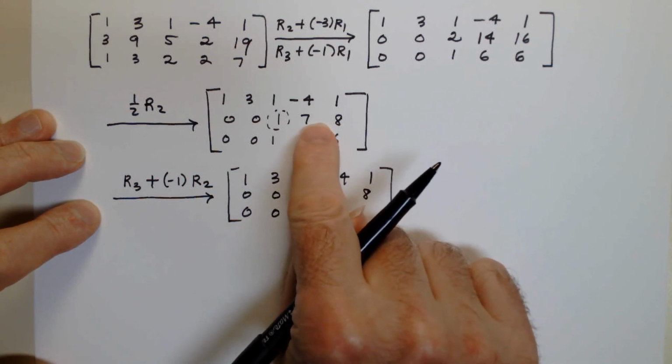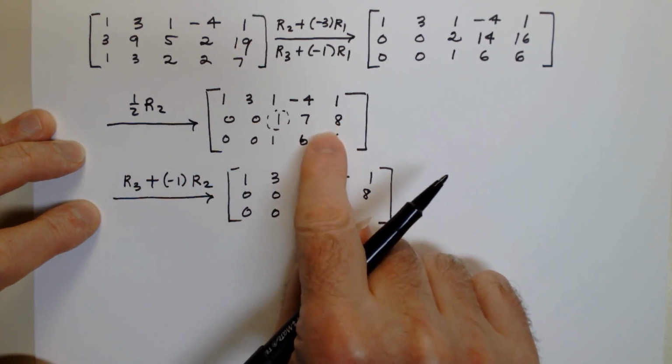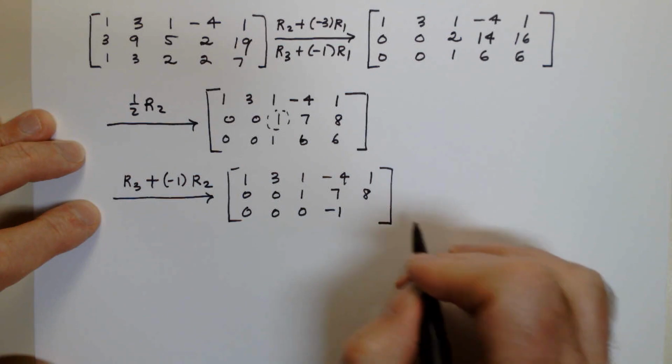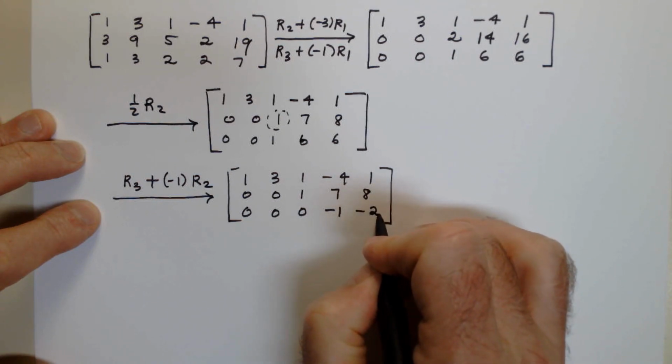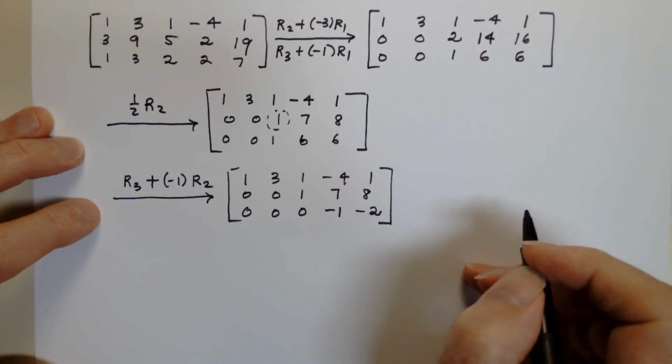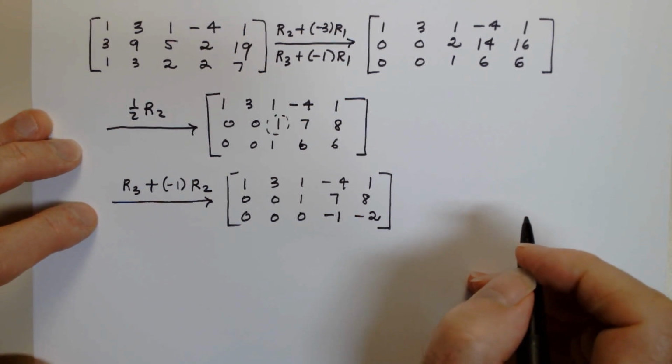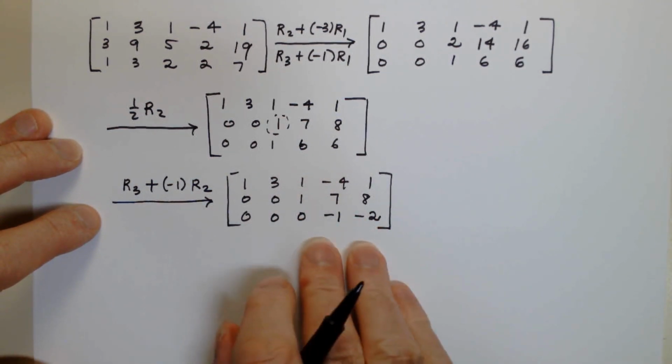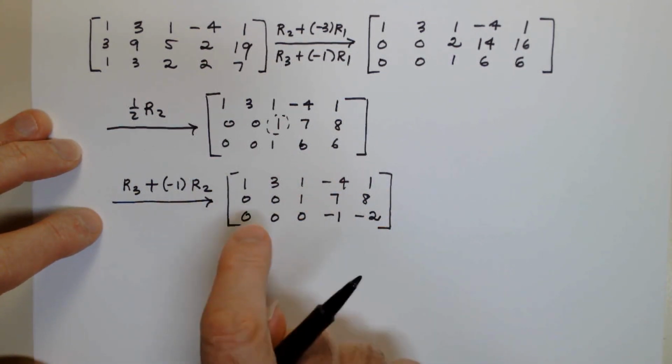And then finally, I'm multiplying the 8 by -1 and adding it onto the 6, so that will become a -2. And now I claim we're in row echelon form, so we're done. Let's just double check. There are no rows of 0, so there's nothing to do there.